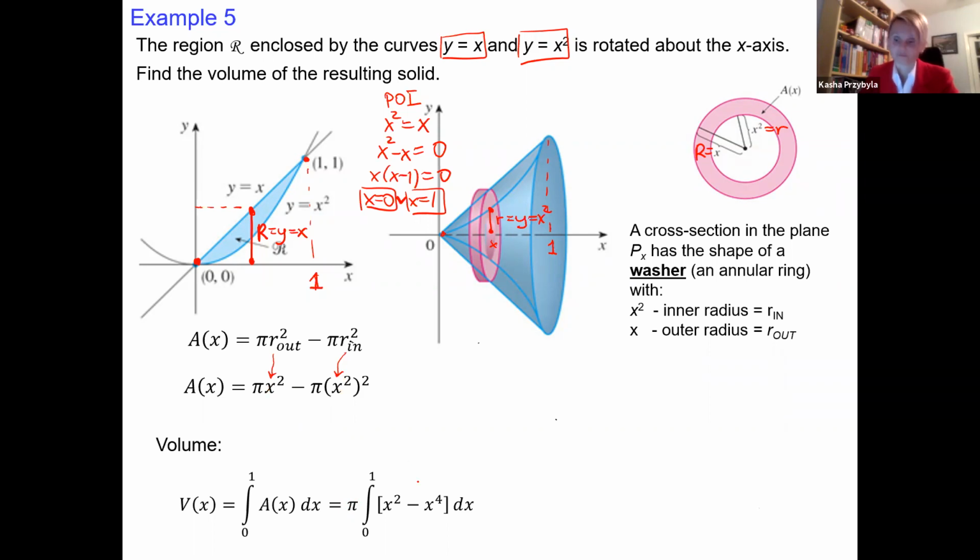So the integral of x squared and x to the power of 4 gives x cubed over 3, minus x to the power of 5 over 5. Who can subtract fractions? 1/3 minus 1/5. Common denominator 15, 5 minus 3. Perfect. Yes, thank you, Joshua.